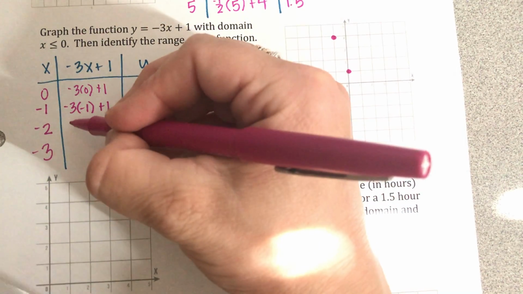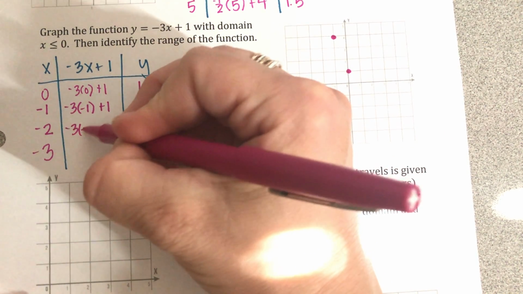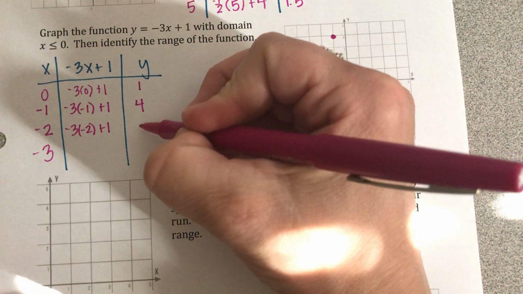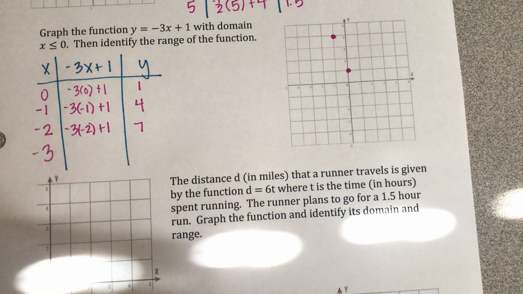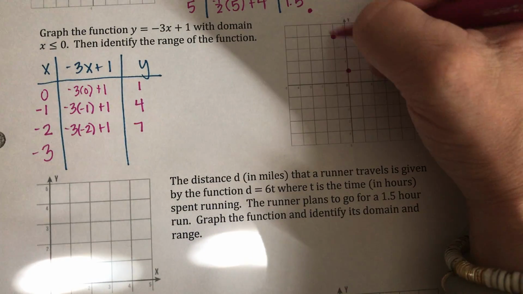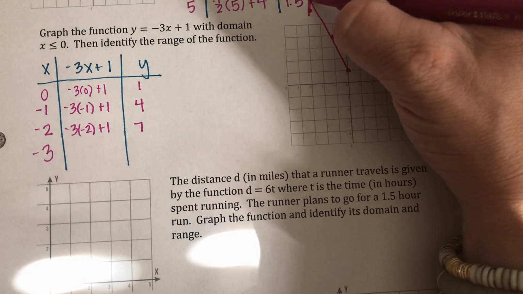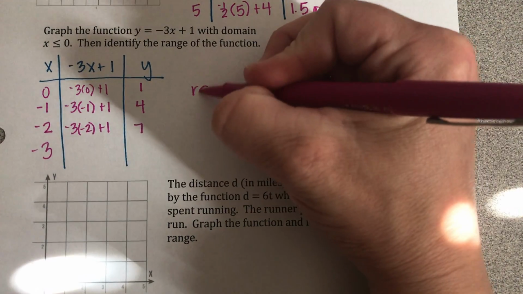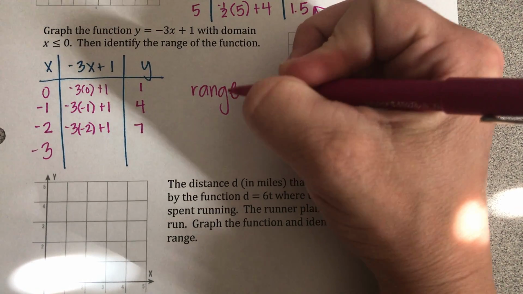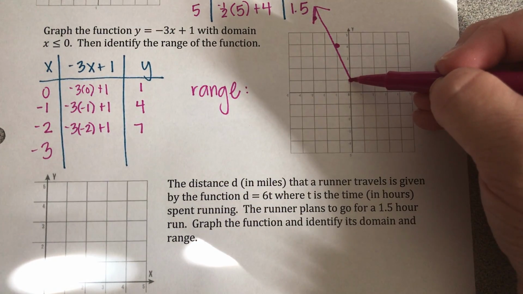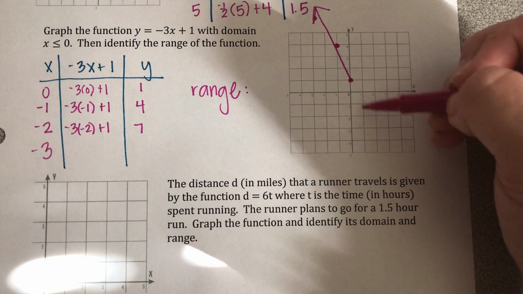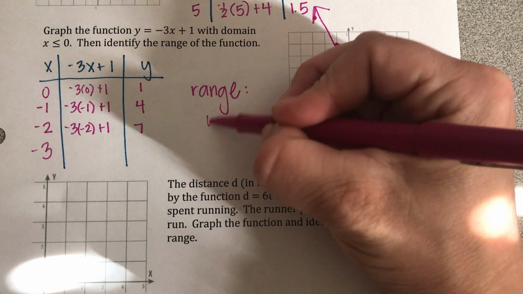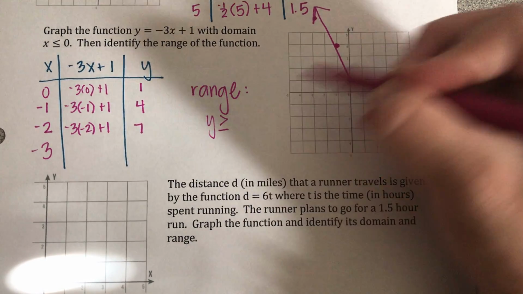Okay, well, what if I plug in negative 2? Negative 3 times negative 2 is 6. 6 plus 1 is 7, right? So that's going to be way off here. Okay, so it's going to look like this. So if I have to make or define what the range is, okay, what are my ranges? My y's all have to be what? Greater than or equal to 1.